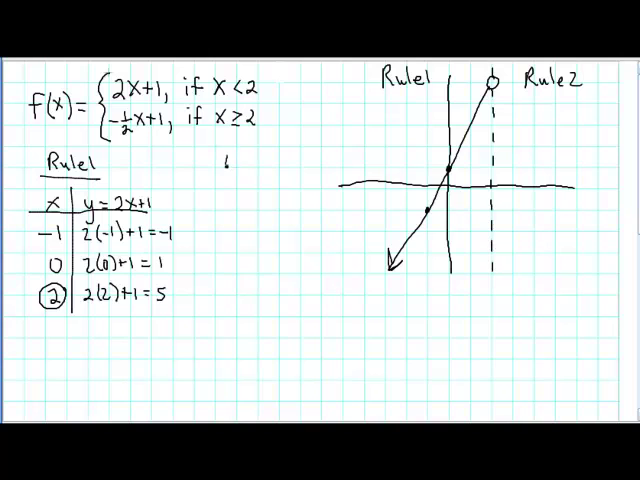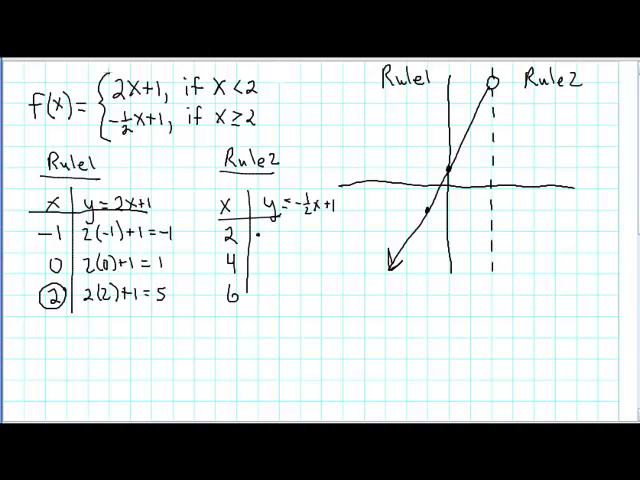Now we need to make a table for rule number 2. Same process we just did. X, y values. This time we're going to calculate using the second rule. I need to pick values that are greater than or equal to 2. So I want to include the boundary condition. And let's pick some bigger values. Since we're multiplying by a half, I'm going to pick even numbers to make the math easy to graph.